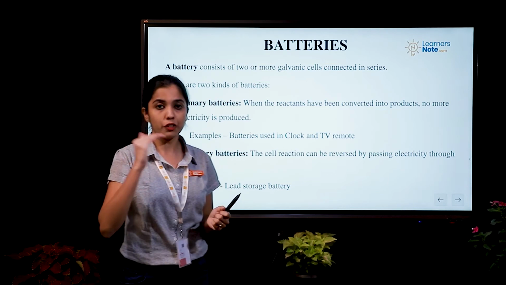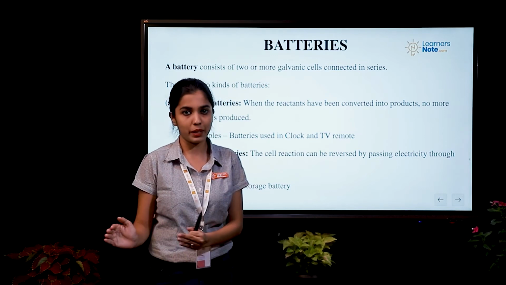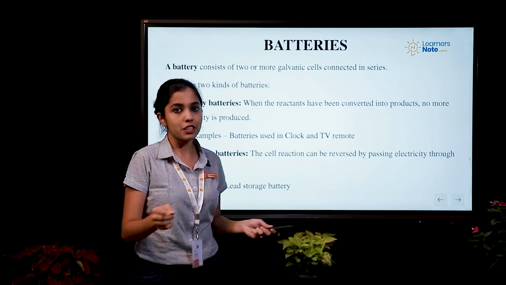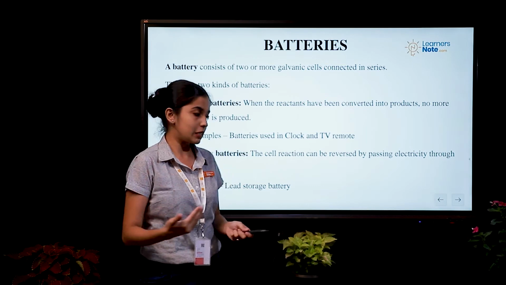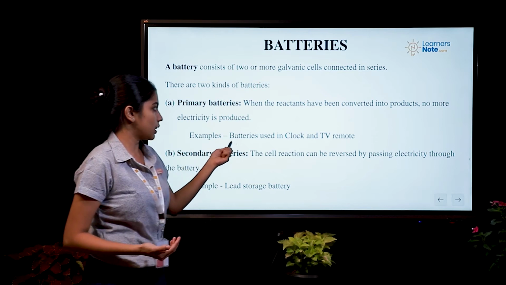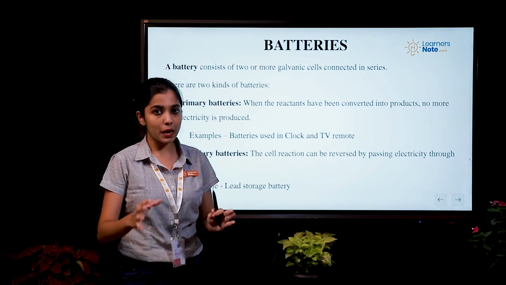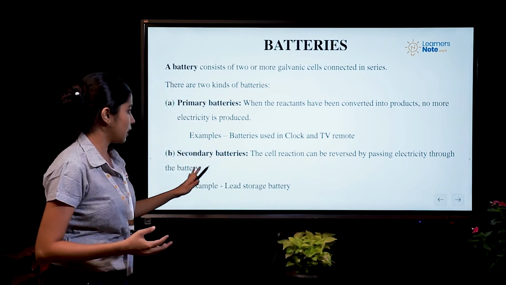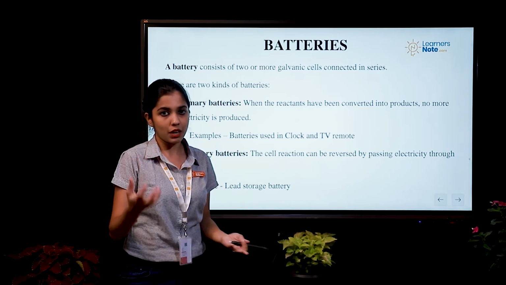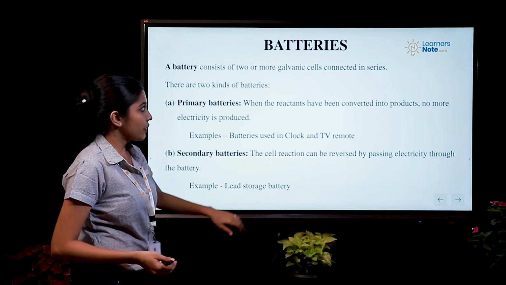So once you have utilized all the chemical energy stored in your primary battery, it is good for just throwing away. Whereas in the case of a secondary battery, you can actually reverse the chemical reaction that has taken place, so that you can use it multiple times. Examples of primary batteries are the batteries you use in your watch, clocks and remotes; those are simple primary batteries, you cannot reuse them. An example of a secondary battery is the lead storage battery used in a car or inverter, which you can recharge.